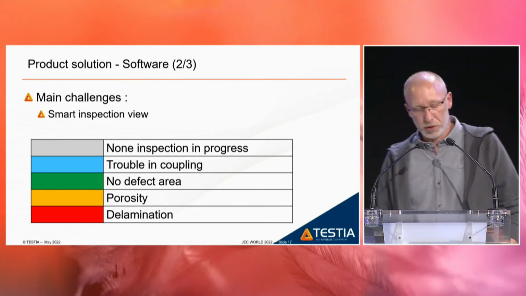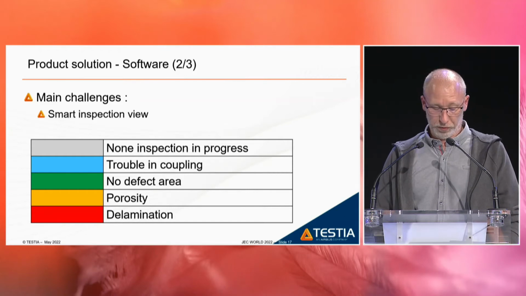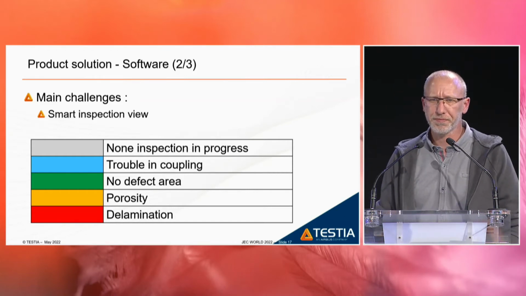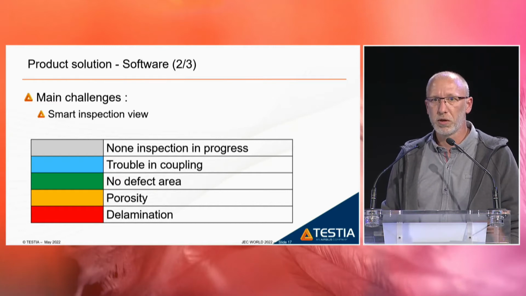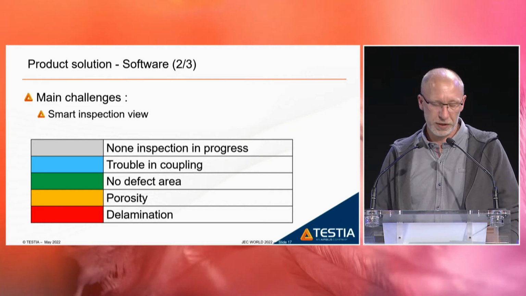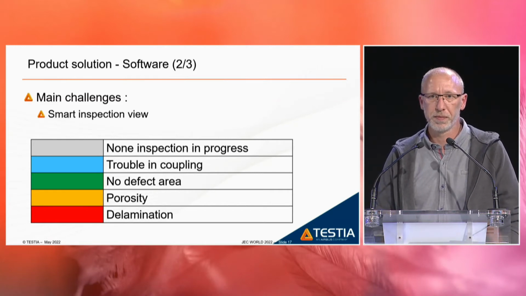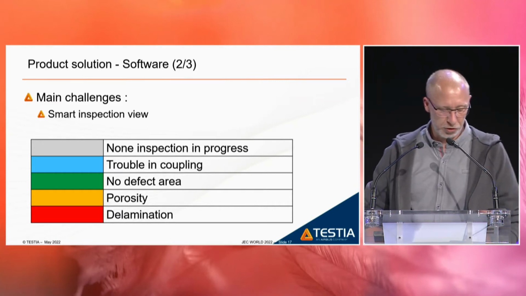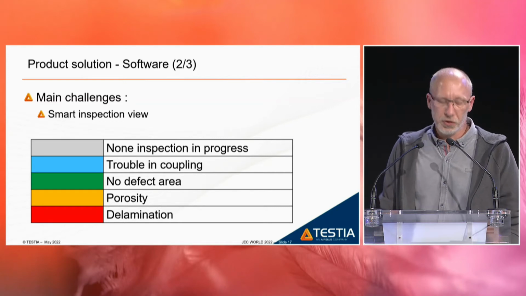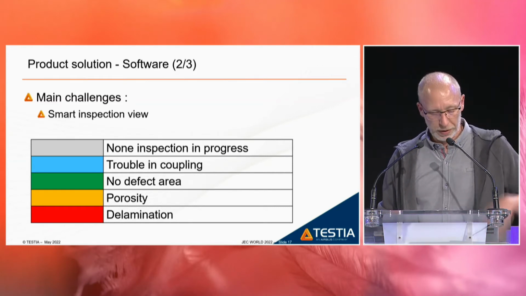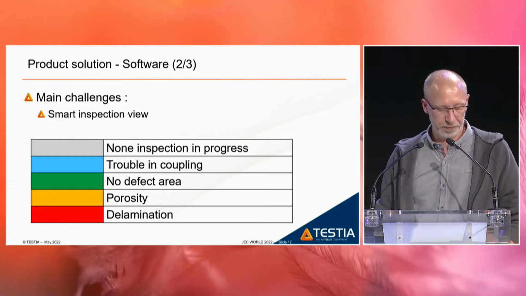The blue color is for trouble of transmission of UT in the part. The next color, the green color, and the most expected, is for the area without defect. The orange color is for the defect as volume porosity. And the last one, the red color, is for delamination. With only 4 colors that are easy to differentiate from each other, we are able to find all defects required.